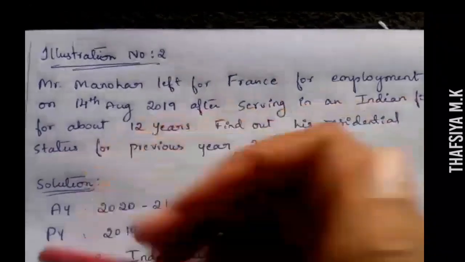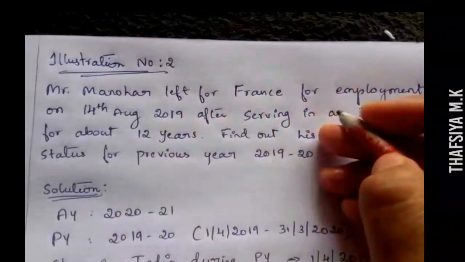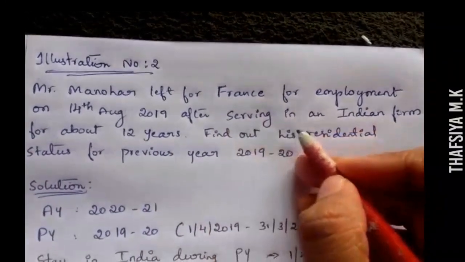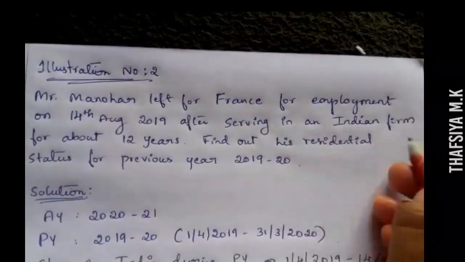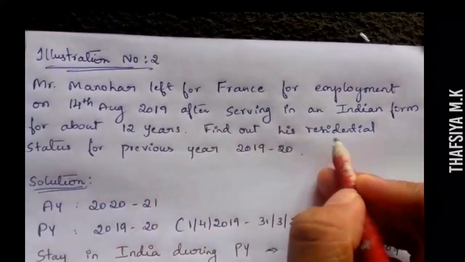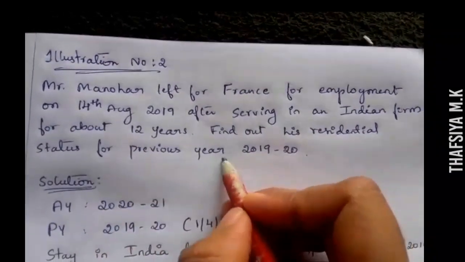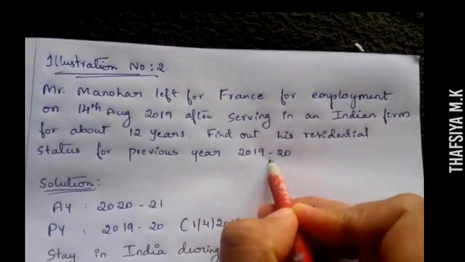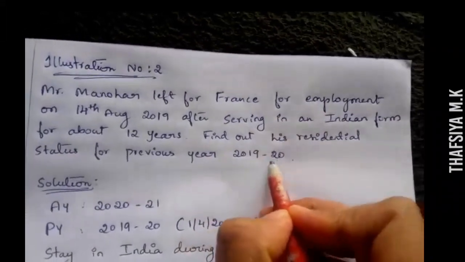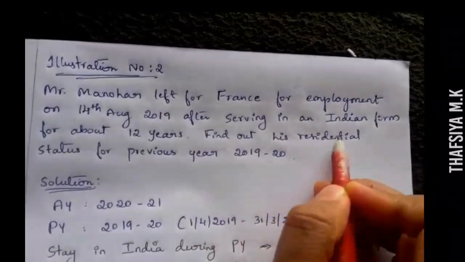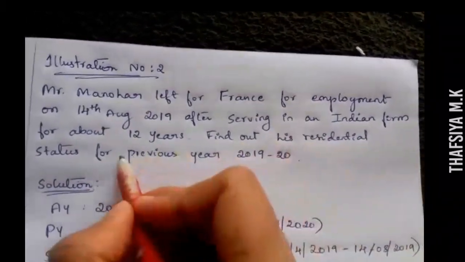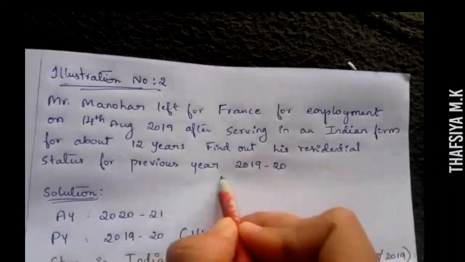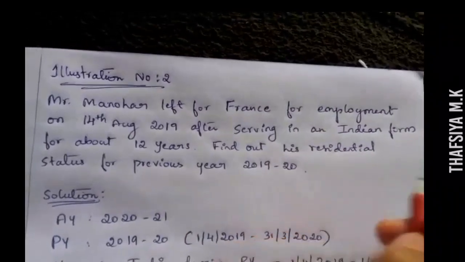Illustration number 2. Mr. Manohar left for France for employment on 14th August 2019 after serving in an Indian firm for about 12 years. Find out his residential status for previous year 2019-20. So we are finding the residential status of the previous year, meaning for the assessment year 2020-21. Sometimes in the question they will ask to find out the residential status for the assessment year 2021 or previous year 2019-21, and it is the same question.